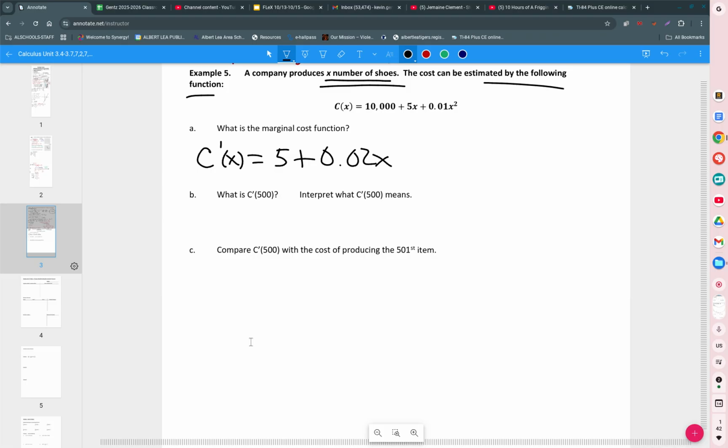It says, what is C prime of 500? So all I'm going to do is plug 500 into that. 5 plus 0.02 times 500. We'd like to calculate that. I'll grab my calculator. Or I just remember that 0.02 times 500, I believe, is 10. And 10 plus 5 is 15.